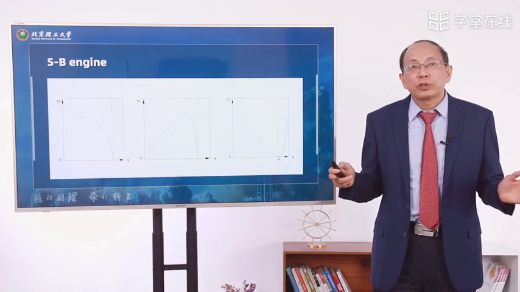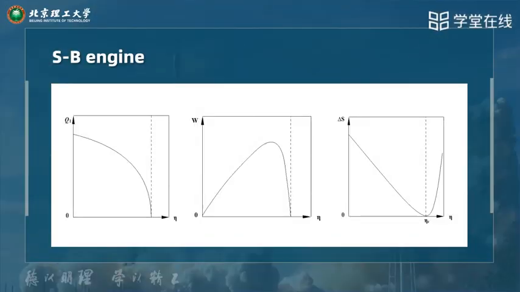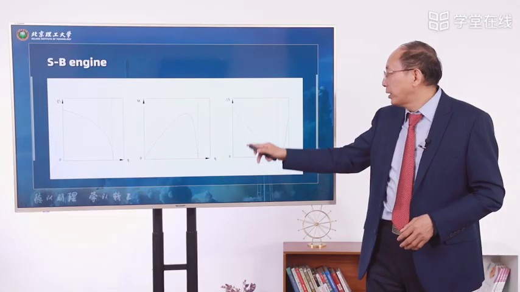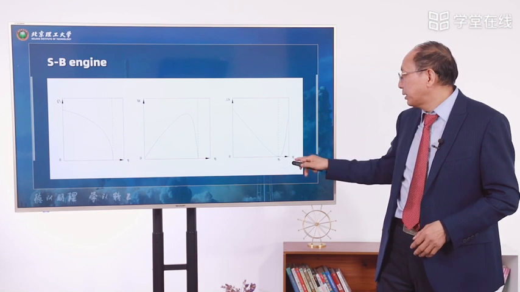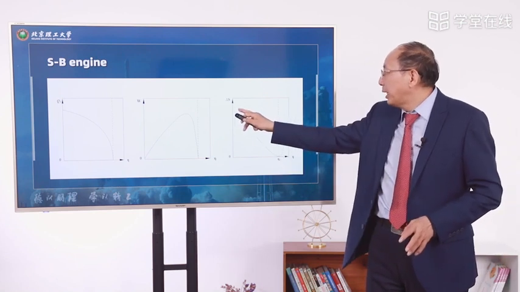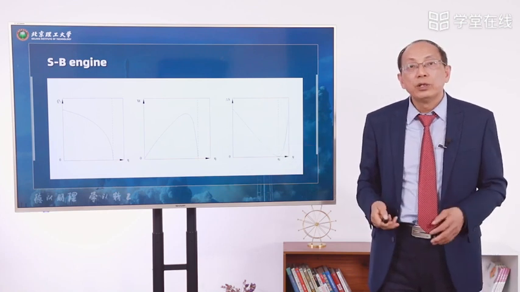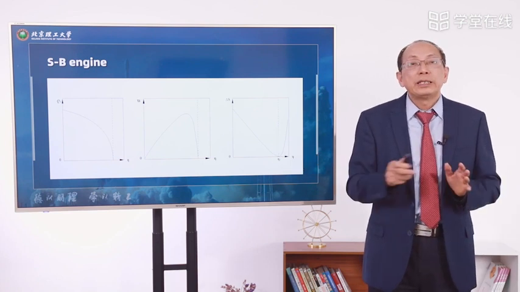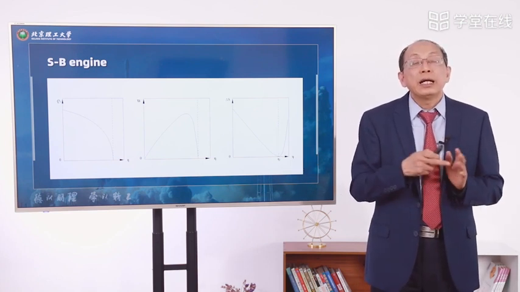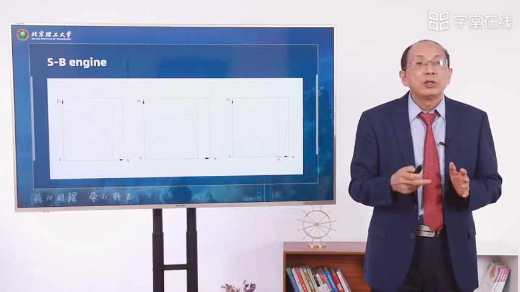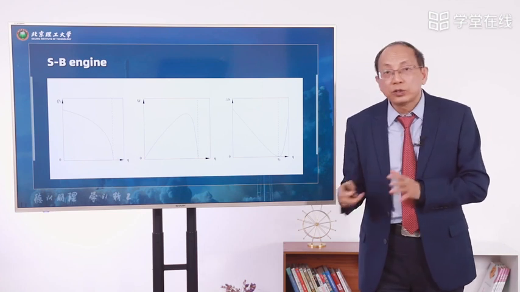Also, we can draw some pictures for the Q1 and eta, W and eta, delta S and eta diagrams. We can find that the picture is very similar to the CA engine. We can find that as eta reaches eta C, the entropy change decreases to zero. So we should select the engine efficiency carefully. It is not that the bigger the efficiency, the better.